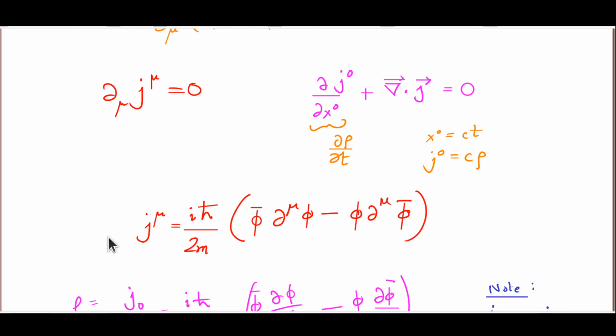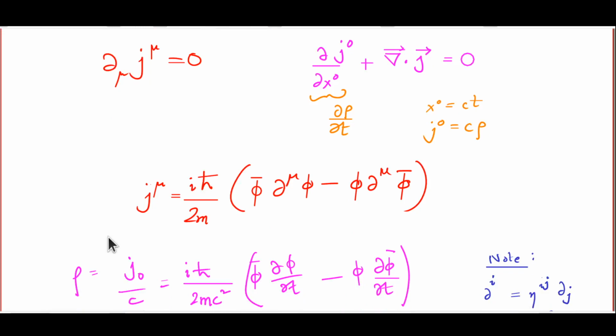Now, just to quickly tell you what this means in terms of the rho and the j, rho here, the probability density, so to speak, from this particular expression, works out to be j0 by c. By the way, since we are using the plus minus minus minus metric, whether you write j0 with an upper index or a lower index doesn't matter. Both the contravariant and covariant forms of the j mu vector have the same 0th component. And that, from this expression, simply works out to be i h cross by twice m, phi bar del 0 phi minus phi del 0 phi bar, divided by an extra c. And since del 0 is del by del x0, that is 1 by c del by del t, that means there are 2 factors of c here, and this gives rise to the final form i h cross by twice mc squared, phi bar del phi by del t minus phi del phi bar by del t.